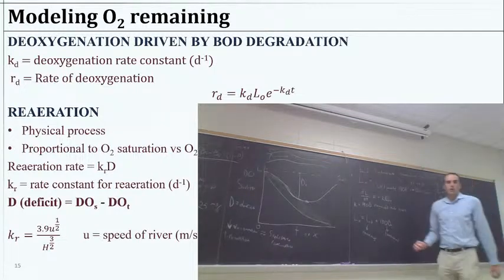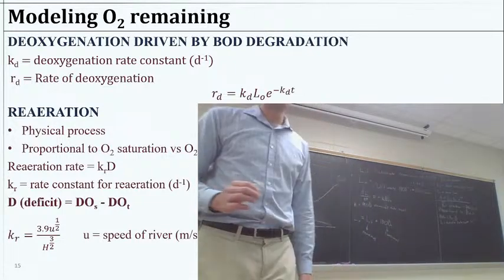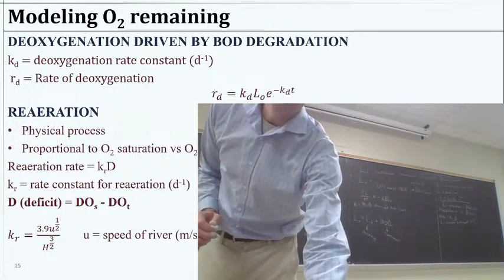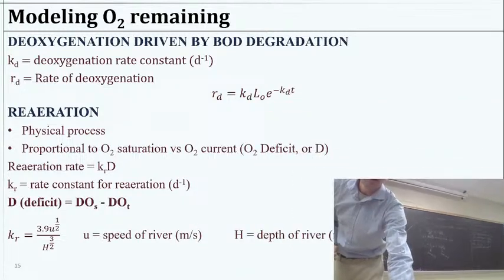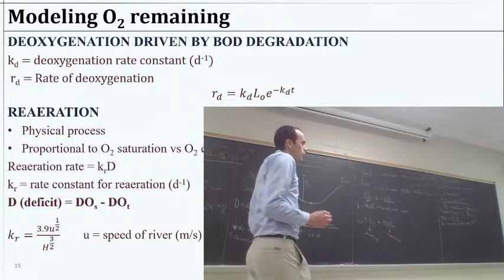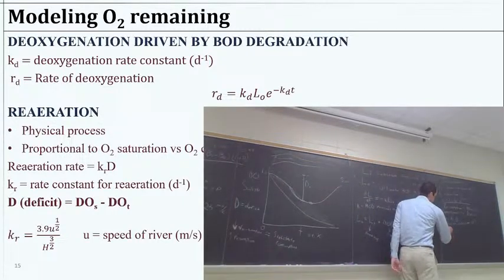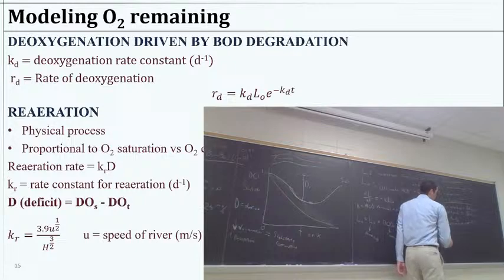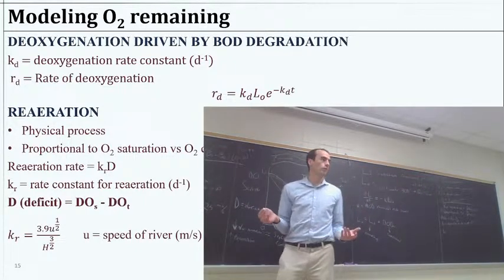Okay. So then we could take a look at this reaeration rate constant in particular and define some terms about how we know K_r. So K_r is a physical process. Maybe we can tie it to physical parameters about the river or the waterway.